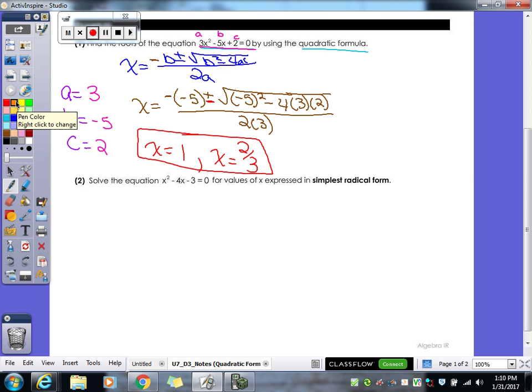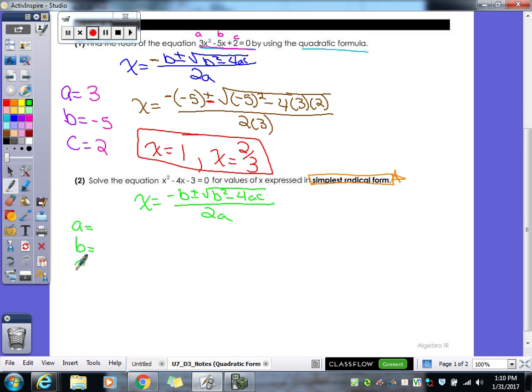So now our second one is just slightly different because our directions are slightly different. They told us to solve the equation x squared minus 4x minus 3 for values of x expressed in simplest radical form. So this one this time didn't tell us specifically to use the quadratic formula, but the fact that it said in simplest radical form, that's your hint that you've got to use the quadratic formula. So again, I'm going to write my formula, negative b, and I get ready for my list, write my little a, my b, and my c.